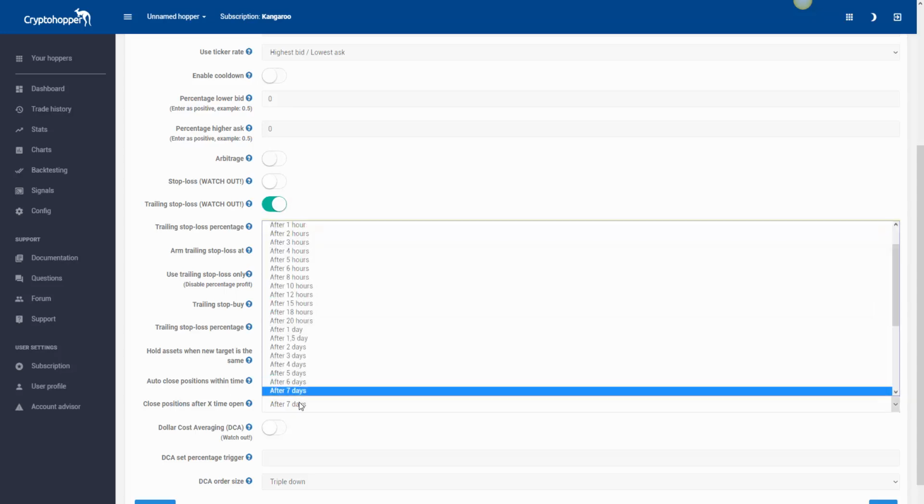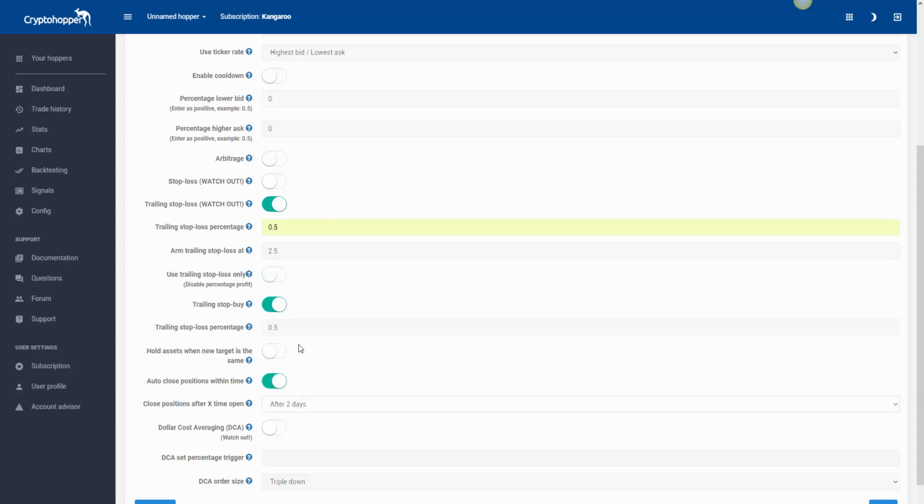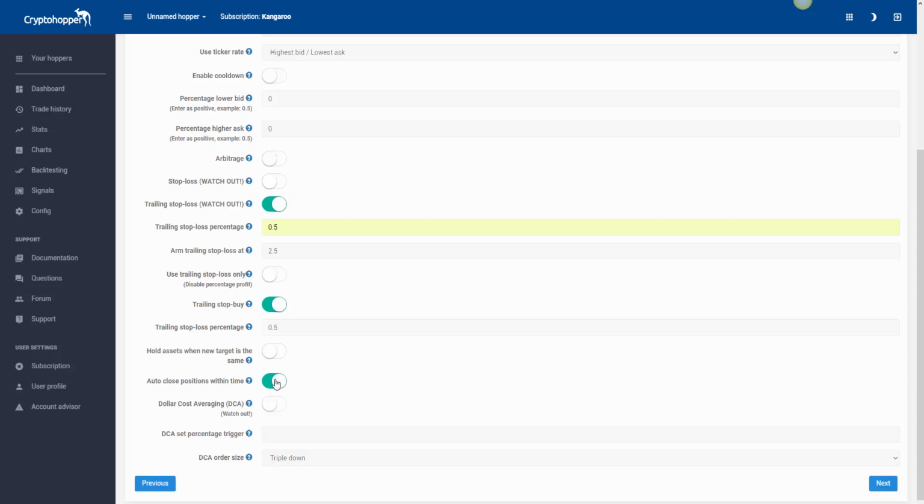But maybe you don't like to have a position open for that long. So let's suppose I don't want a position for more than 2 days. I can enable this and choose 2 days. After 2 days, if the position is still open, CryptoHopper will sell, release the capital, and use that capital to buy another coin. Okay? It's up to you. I don't like to enable any options that may sell at a loss. I will not talk about dollar cost averaging because I really don't understand that yet, so of course I will not set its parameters.